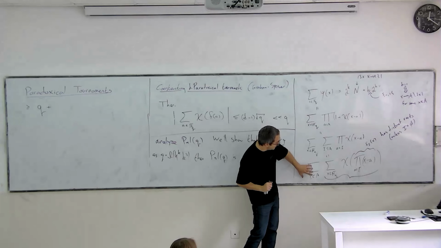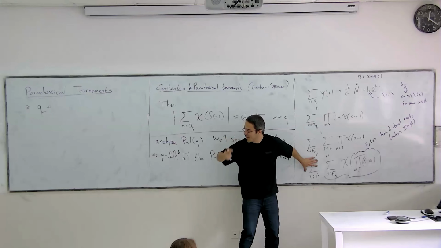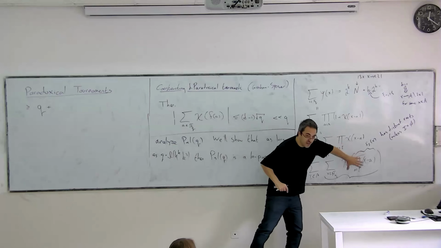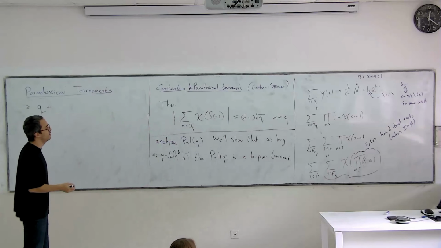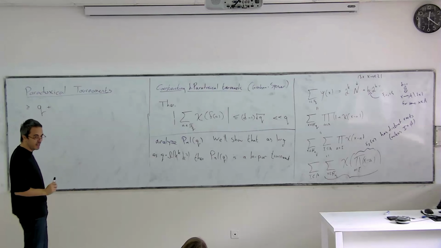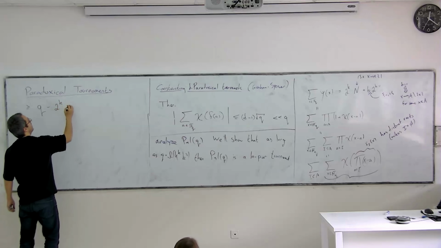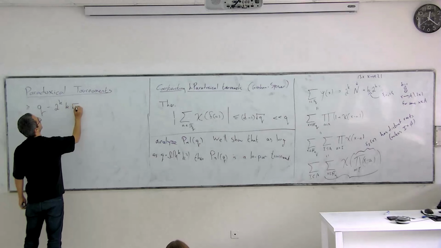You have at most 2 to the k summands here. They will subtract things from q, so I'll change the plus or minus in a second. But any one of these things is at most the degree of the polynomial, minus 1, I don't care, times the square root of q. So this is at least 2 to the k times the degree of the polynomial, k, times square root of q.